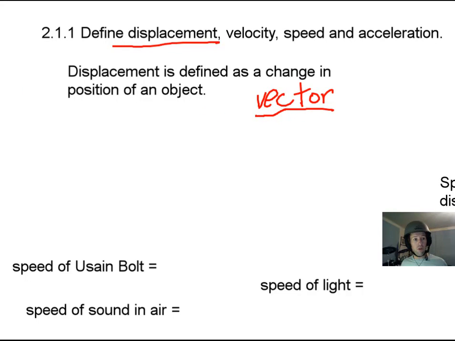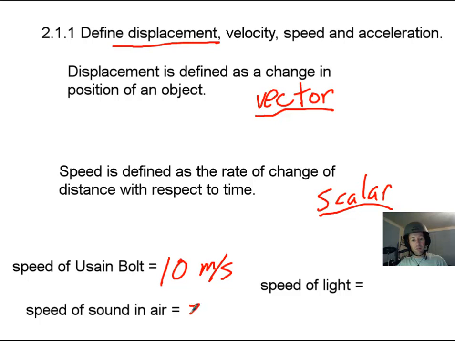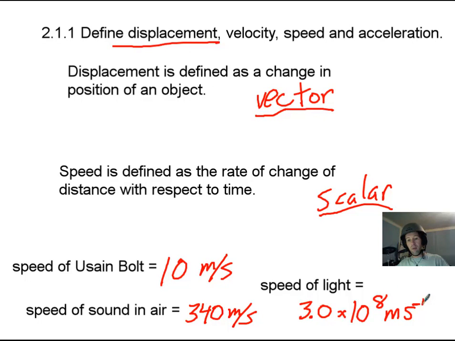You should also know the definition of speed. Speed, you should know though, is not a vector. It is a scalar only, so there's no direction with it. But you should be familiar with some values for speed. For example, Usain Bolt, 10 meters per second. Apologies if I misspelled his name. Speed of sound in air might be 340 meters per second, depending on the temperature. And the speed of light, you should definitely get this memorized, is about 3.0 times 10 to the 8th meters per second. There I write it in the proper IB format.